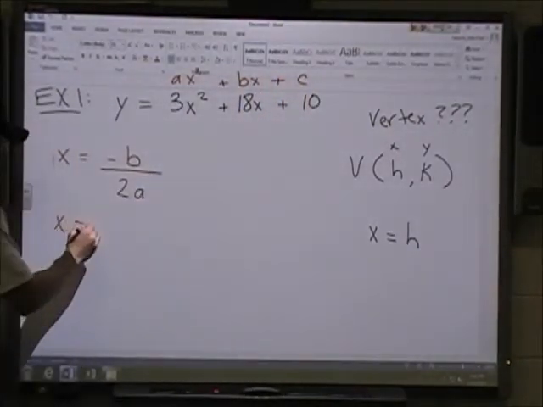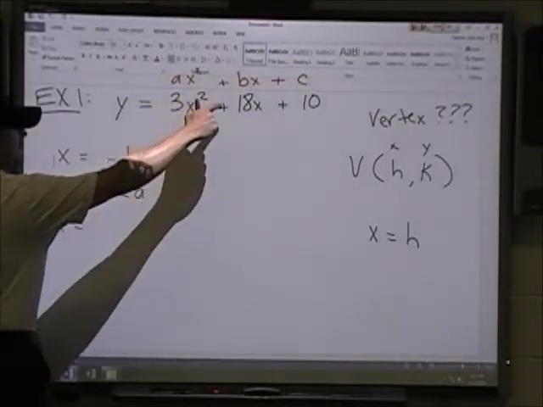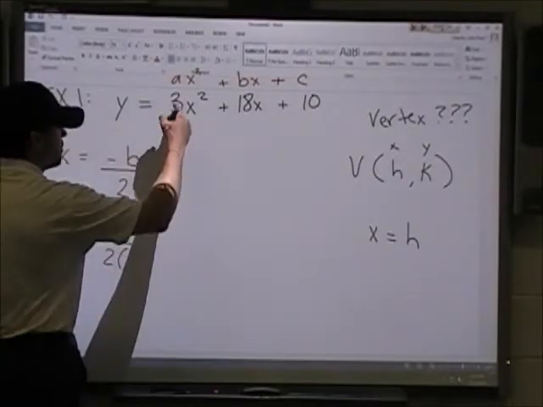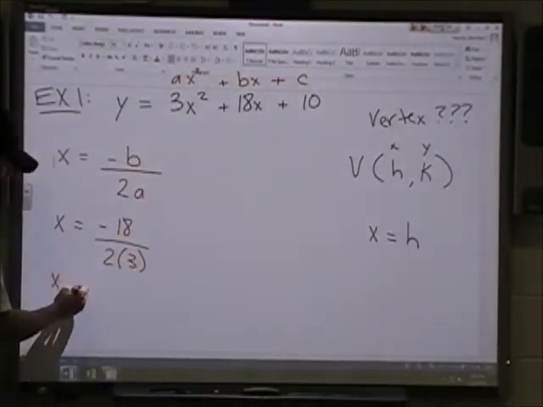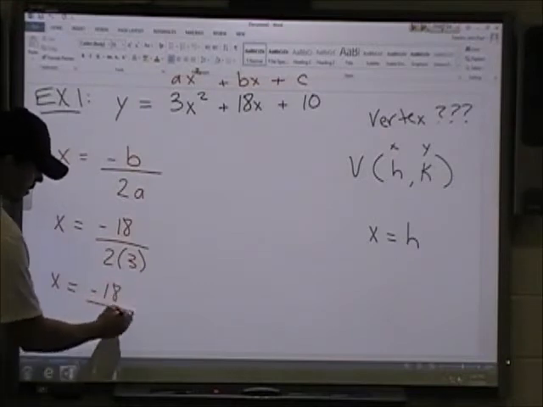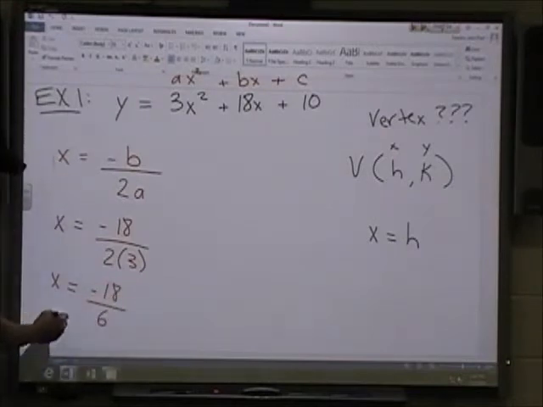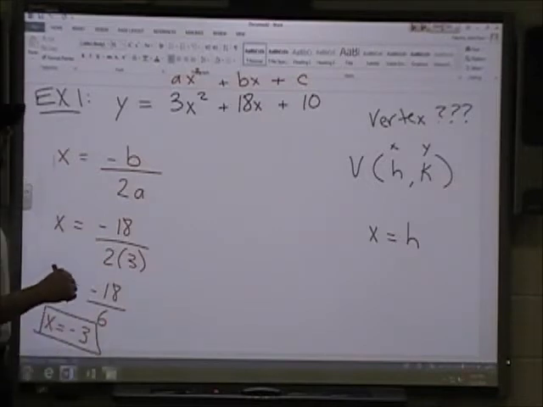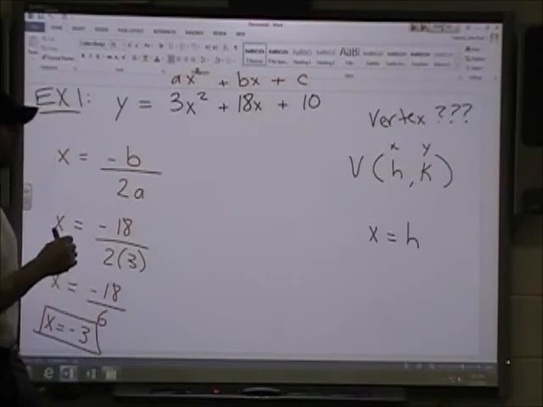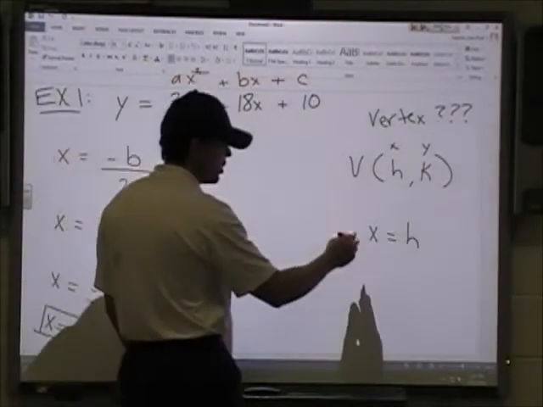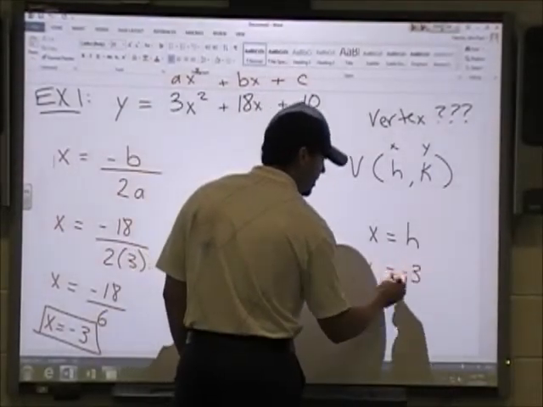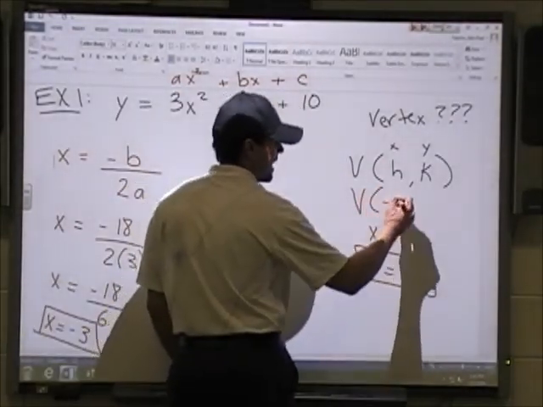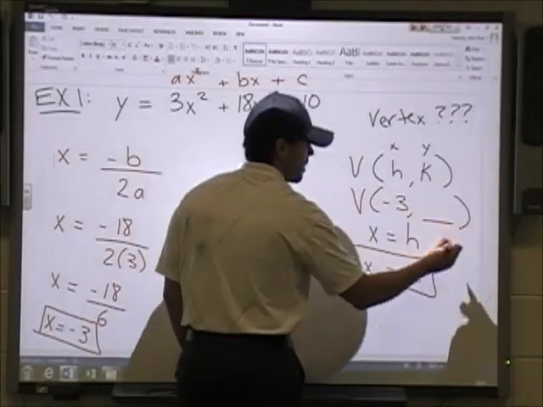So x is equal to, in this case, negative b, which is negative 18, all over 2 times a, which is 3. So the equation of the axis is equal to negative 18 all over 6, and so that means the equation of the axis is equal to negative 3. And this 100% is where the vertex is located. So the equation of the axis of symmetry is x equals negative 3. So we already know that the vertex is (negative 3, something).